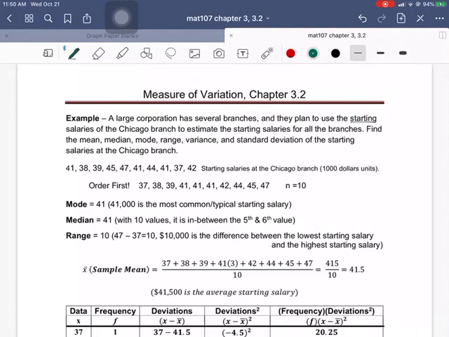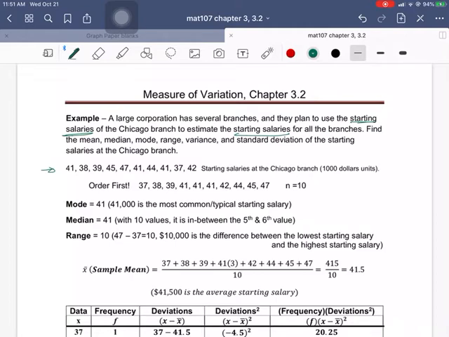So, for example, a large corporation has several branches. They plan to use the starting salaries of a Chicago branch to estimate the starting salaries for all the branches. By the way, that's a cluster type of sample, right? Because you're grouping them into the different branches, and then you're picking all from one branch. Okay, the starting salaries. And then we want to find the mean, median, mode, range, variance, and standard deviation from all the starting salaries. Okay, so here's our data points right here.